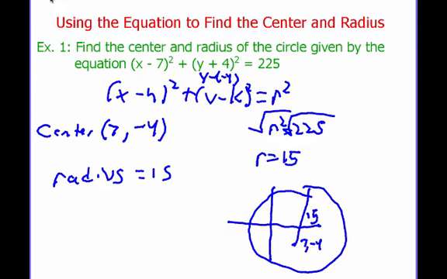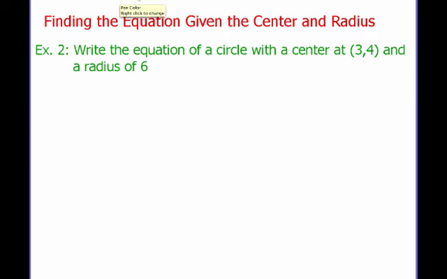So now our next three examples are going to be all about finding the equation. There are going to be three different ways we're going to do this, and we're going to start with finding the equation given the center and the radius. We're going to write the equation of a circle with a center at (3, 4) and a radius of 6. Well, we know our general equation is always (x - h)^2 + (y - k)^2 = r^2. Looking at this, we've got this center, (3, 4). 3 is our h, 4 is our k. The center is always (h, k).